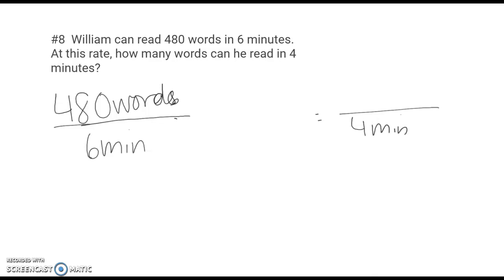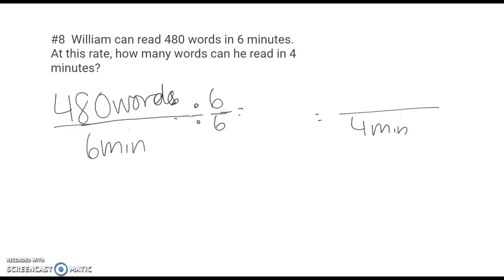Now, there's not really something simple I can multiply or divide 6 by in order to get to 4. Remember that we don't add or subtract when we're working with fractions. So one thing I can do is simplify 480 down to something smaller so that then I can work with 4. And I do know that I could divide 6 out of both of those.